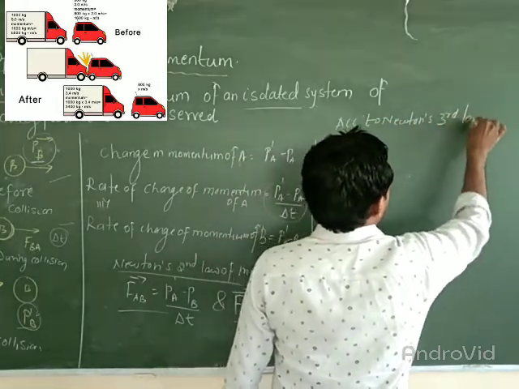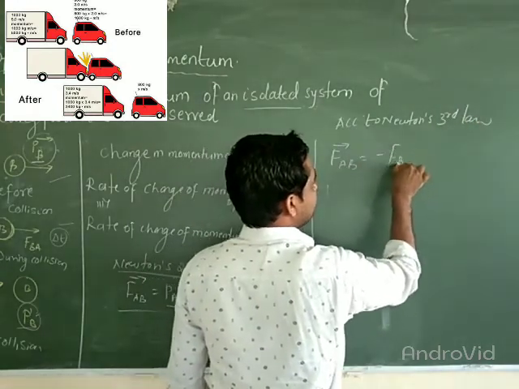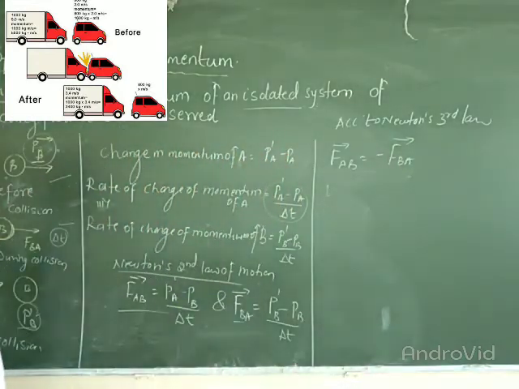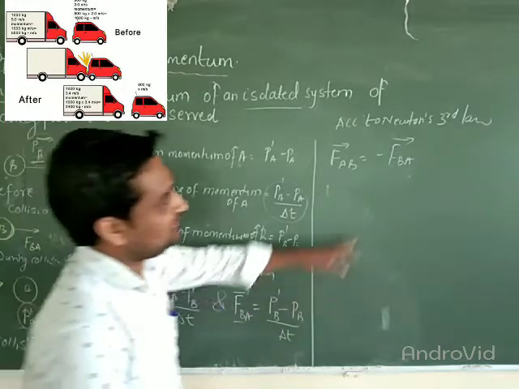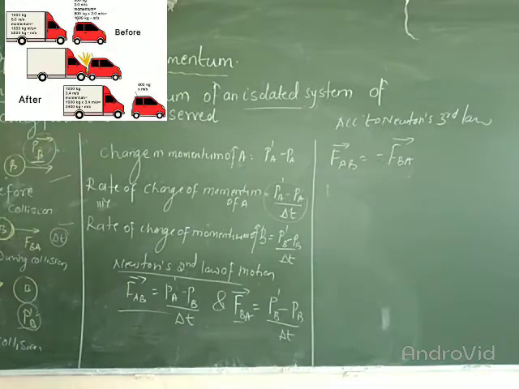According to Newton's third law, FAB is equal to minus FBA. Their action and reaction are equal and opposite. So that's why we have written the minus sign here. Equal, but the minus sign indicates that they are opposite in direction.